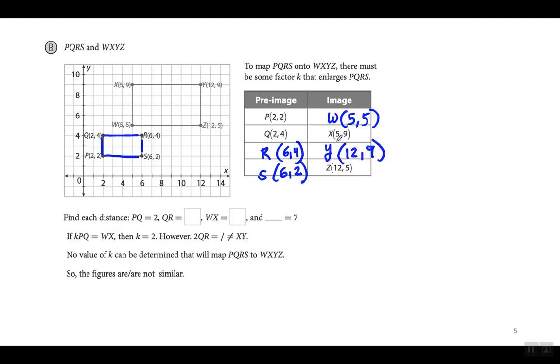All right, so let's analyze the coordinates and see if you recognize what the scale factor is. It's going to be a fraction, right? I'm going to show you how you can figure it out.